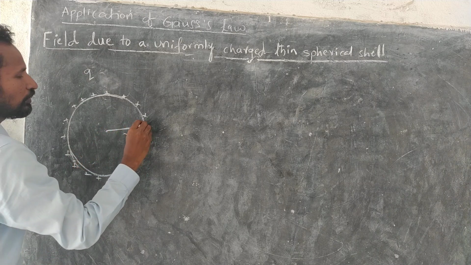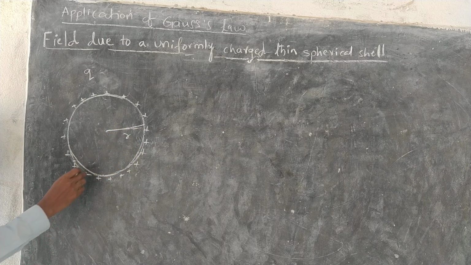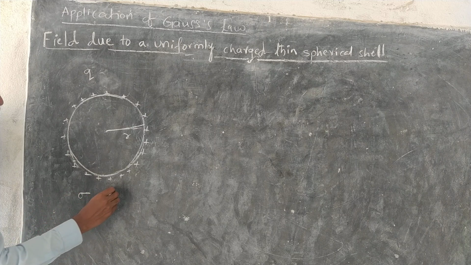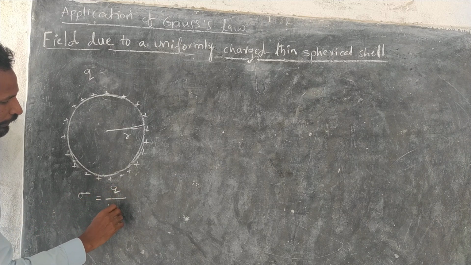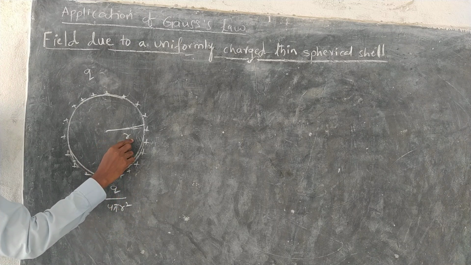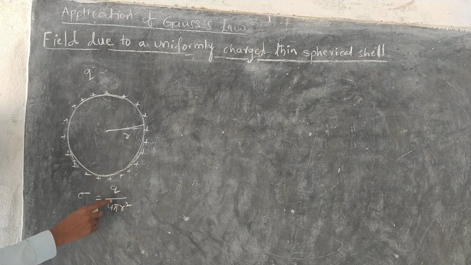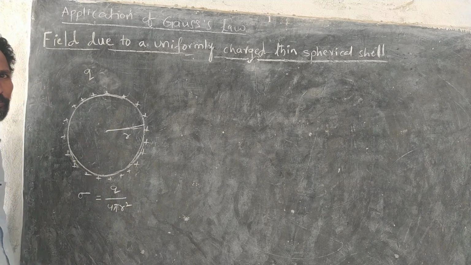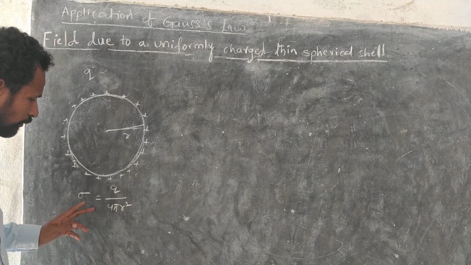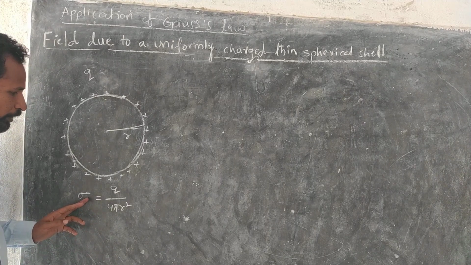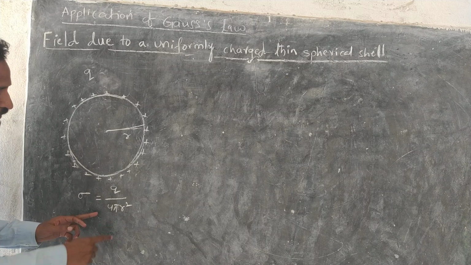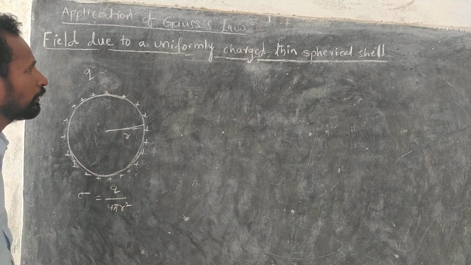So now the charge will be distributed, so we will use surface charge density sigma. Sigma is equal to q by 4 pi r square. Radius is small r. Surface area of the sphere formula is 4 pi r square. Clear? Sigma is equal to q by 4 pi r square. Surface area of the sphere is 4 pi r square.